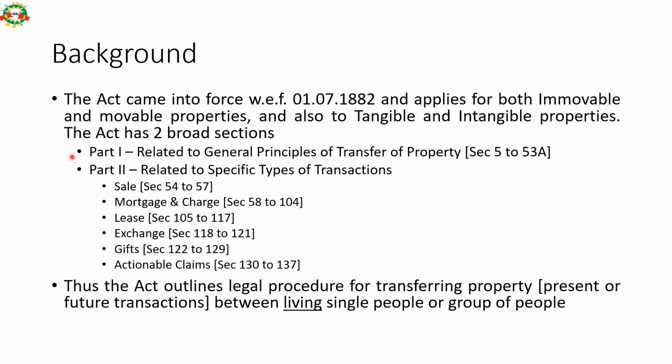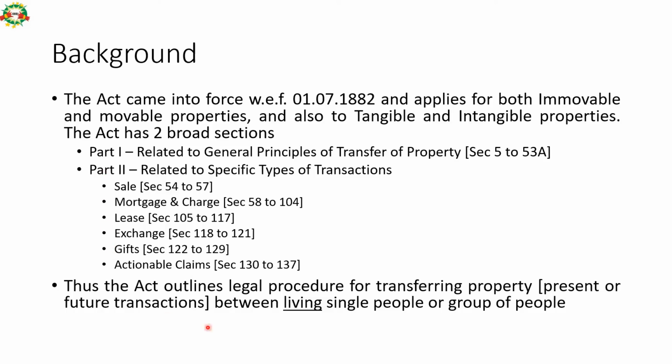The act has two broad sections, part 1 and part 2. Part 1, which is up to section 53A, talks about general principles of the Transfer of Property Act. However, from section 54 till section 137, specific types of transactions are explained in the act. Specific types of transactions could be like sales, mortgage, charge, lease, exchange, gifts and actionable claims. We'll discuss all these things in detail in upcoming slides.